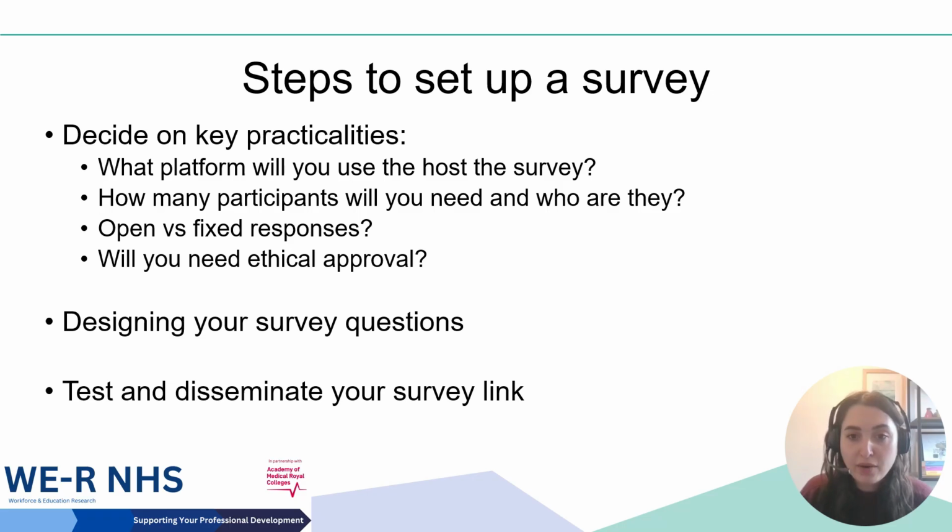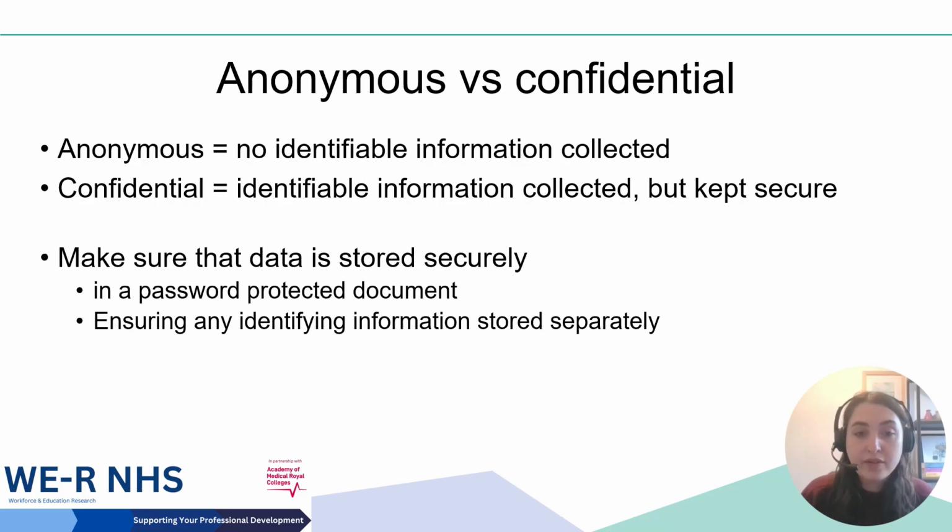This way you can identify whether there are any issues or whether anything maybe doesn't quite make sense. You will also need to consider whether you want to collect anonymous or confidential information, and how you will make sure that all data collected is stored securely. If you choose to collect anonymous data, this means that no identifiable information is collected about any survey respondent. This means that things like names, ages, email addresses, or perhaps profession aren't collected as part of your survey.